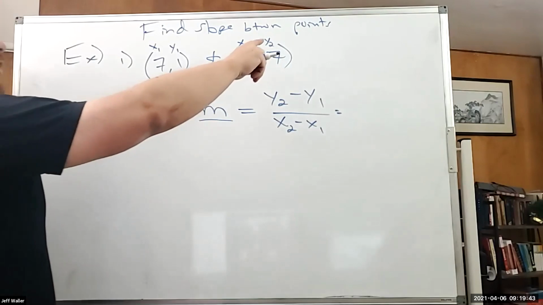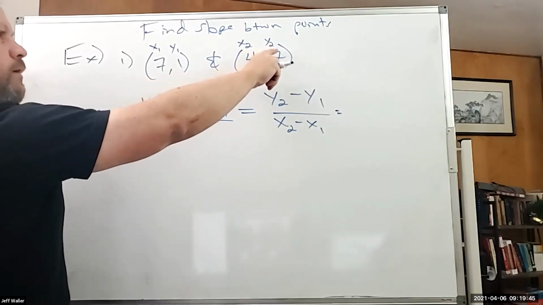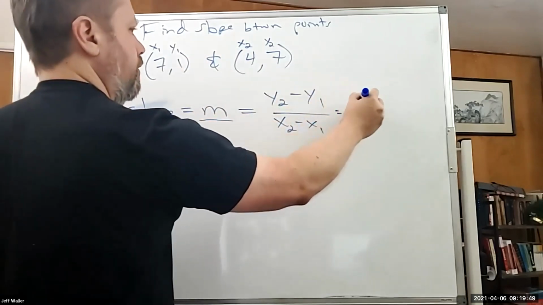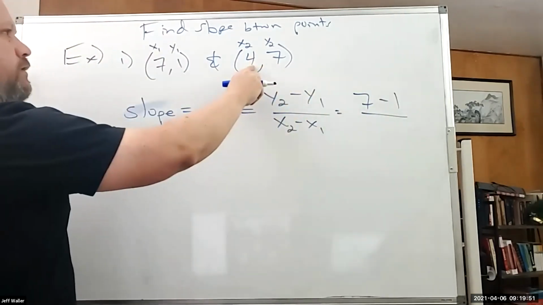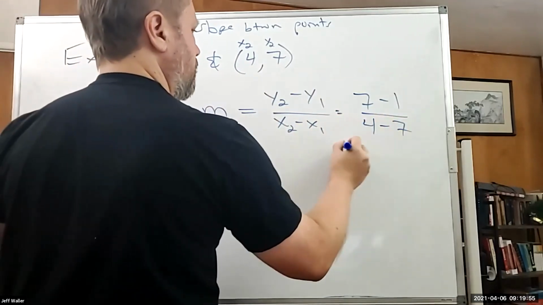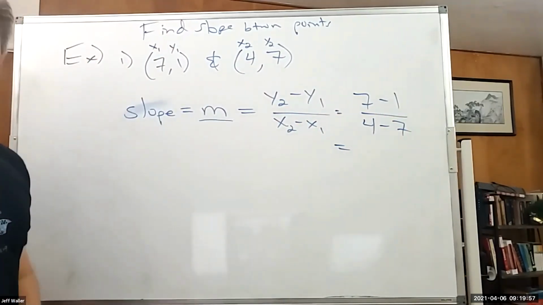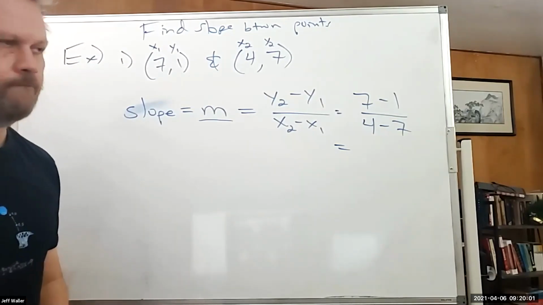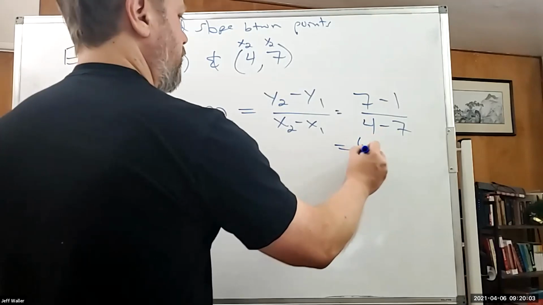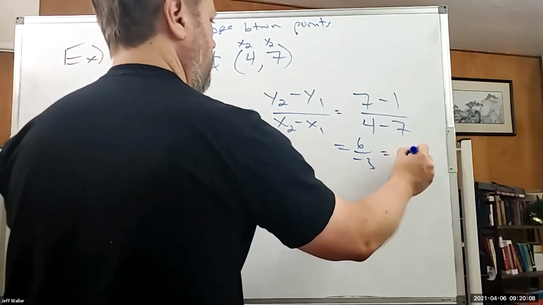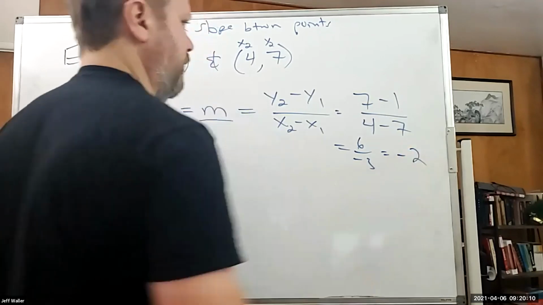So now, since I've identified what these are for me, y2 is 7, y1 is 1, x2 is 4, x1 is 7. Six over -3. Yes, 6 over -3, which is -2.